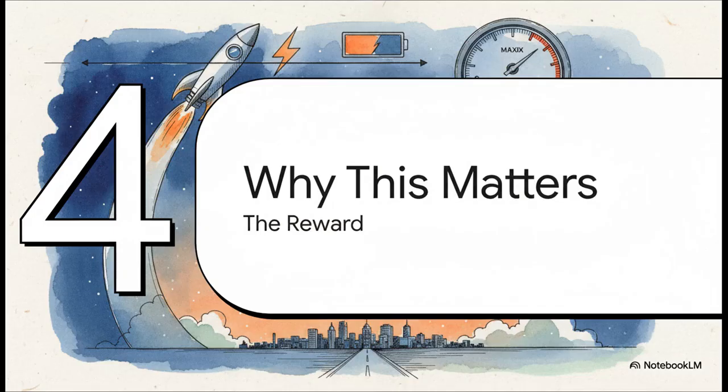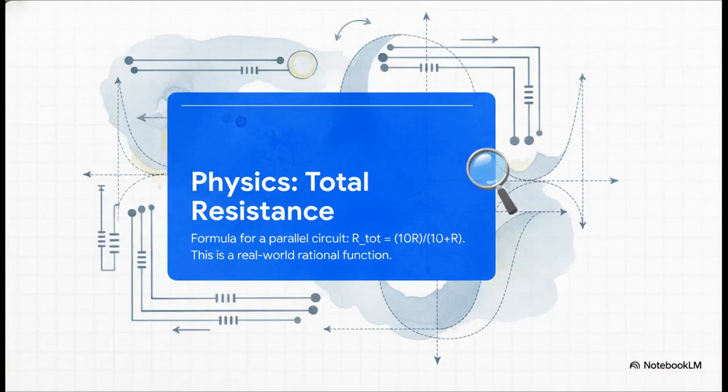So why are we doing all this? What's the reward for beating this particular boss battle? Well, this is where it gets really cool, because this math actually shows up in the real world. For example, take a look at this formula. This comes straight from physics. It calculates the total resistance in a certain kind of parallel circuit. Just look at the structure of that equation. It's one thing divided by another thing with a variable in it. It's a rational function. It's exactly the kind of thing we've been graphing.